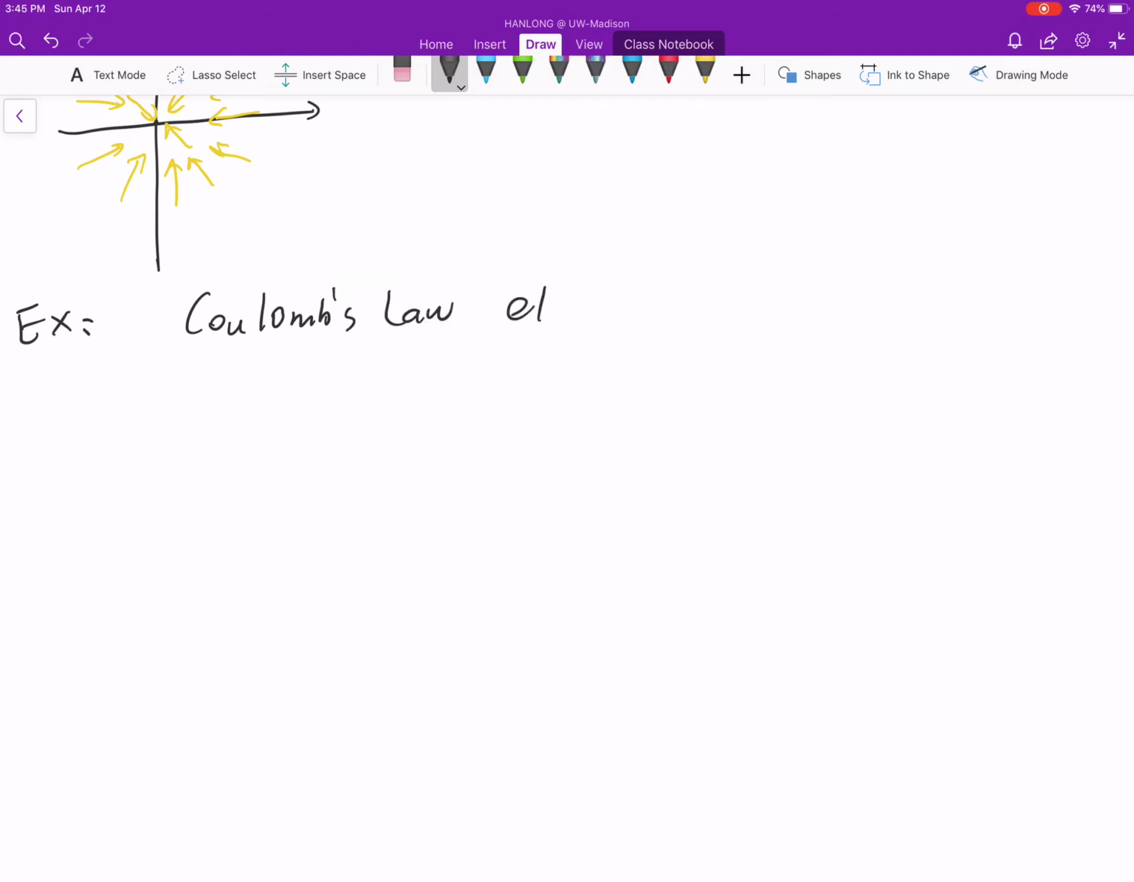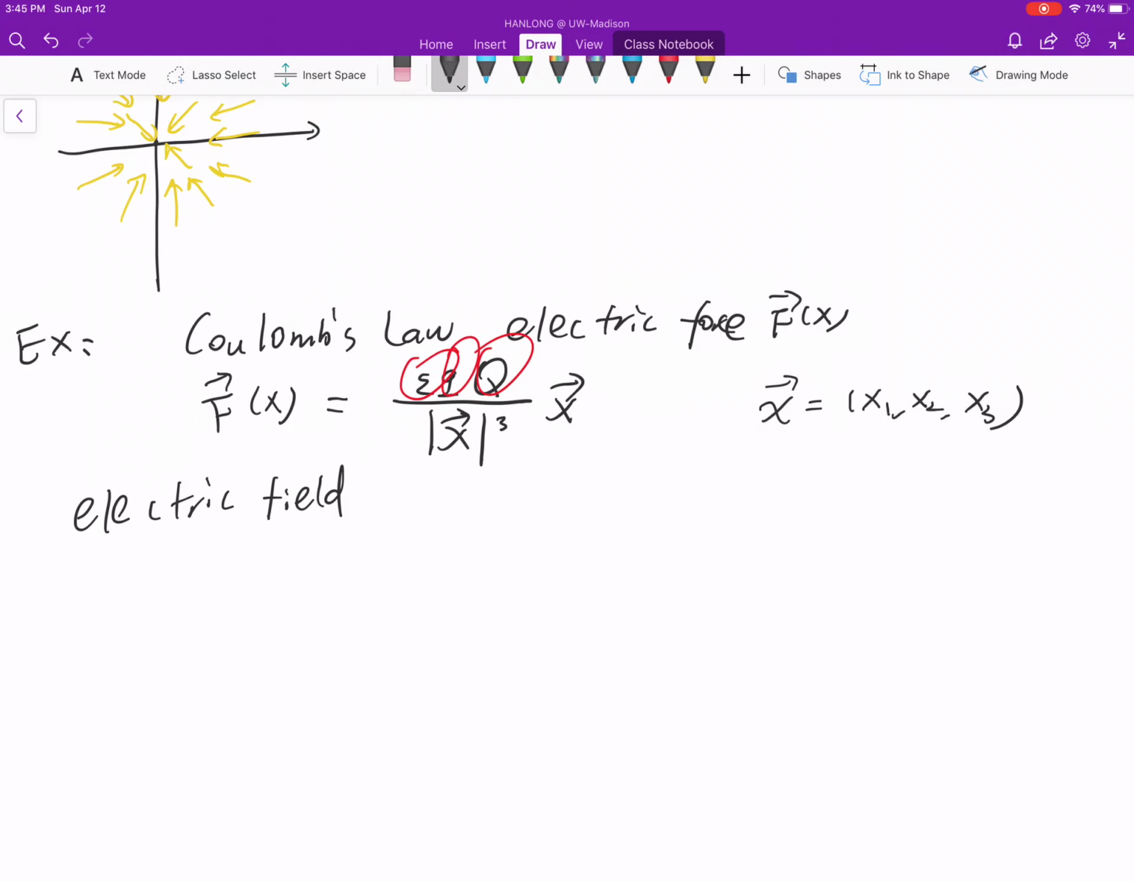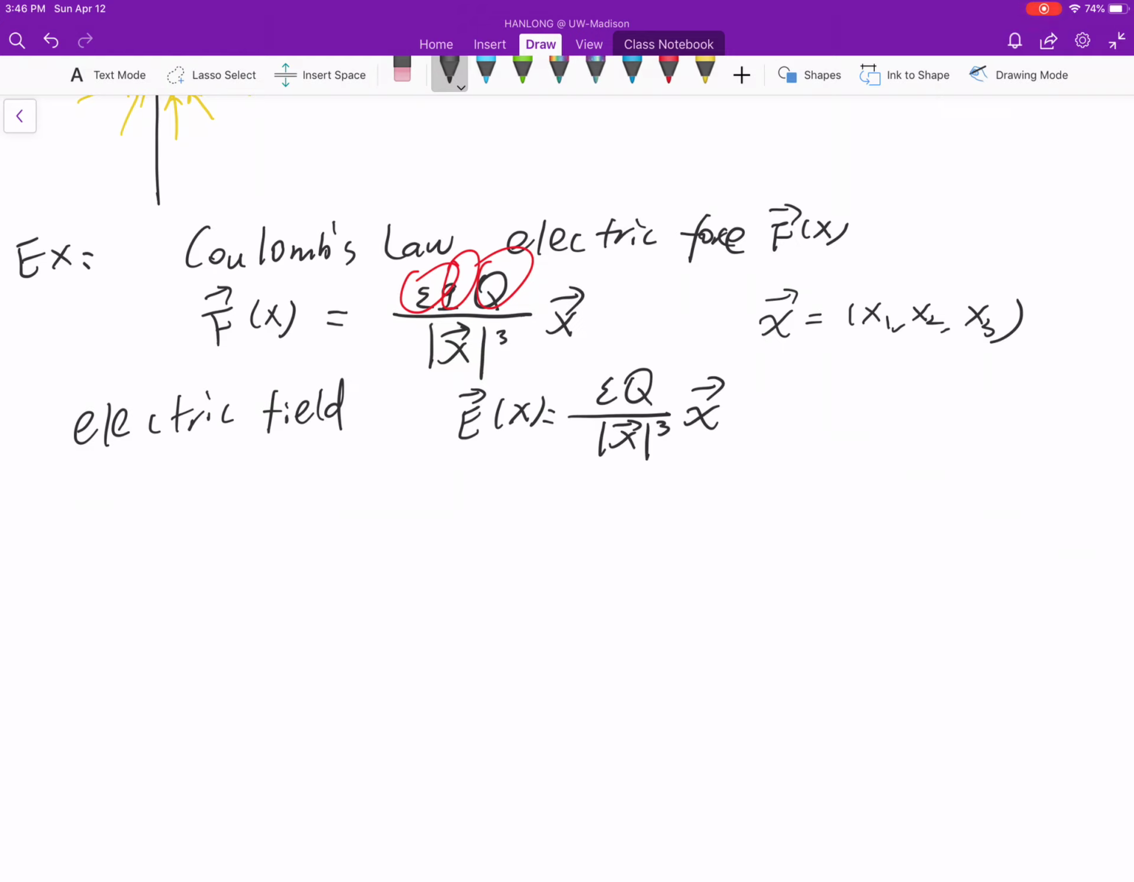We also have the Coulomb law, the electric force, which gives you the following. Those are constants as well. They have a distinct physical meaning in physics. And here x is just your position vector. And the electric field is electrical force per charge. So you have this, and mathematically they have the same feature: they just have the vector over its length cubed.